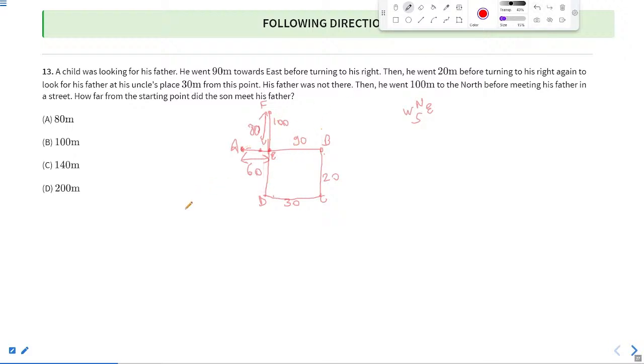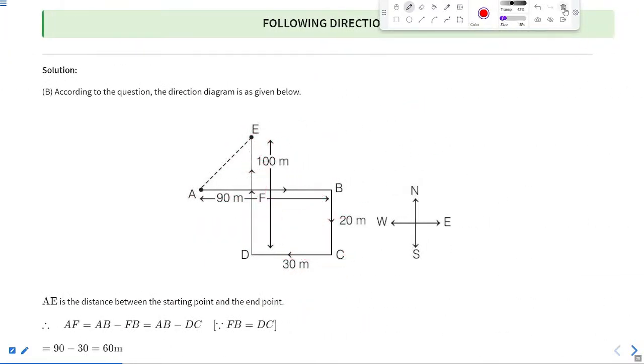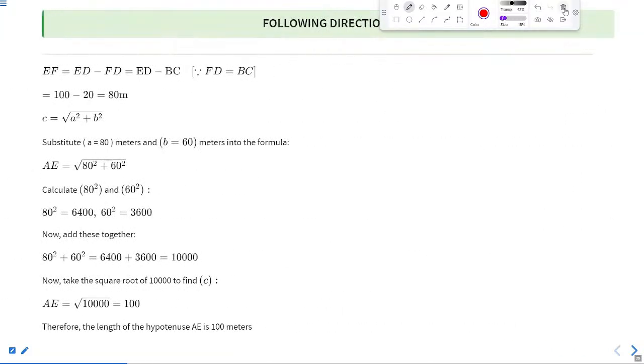Therefore, A to F will be the hypotenuse, so the square root of 60 square plus 80 square, which is equal to the square root of 10000, which is 100. So the answer is 100. Yeah, so that's why we calculate AF is 60, then EF is 80, square root gives 100 units, so 100 meters.